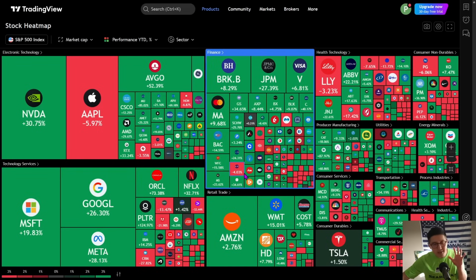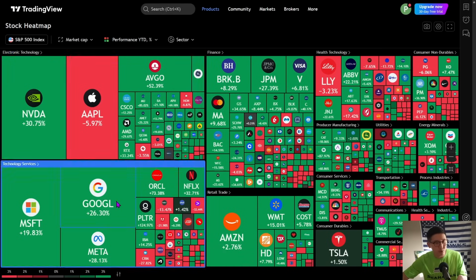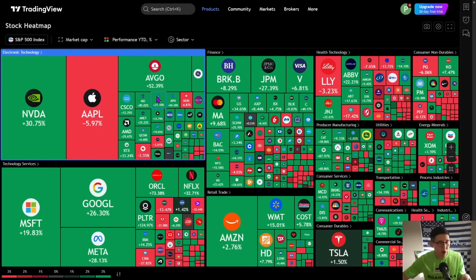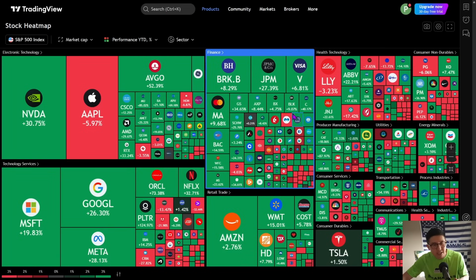And so on a high level, I think we can go ahead and make the assumption that tech, dude, they're crushing it. NVIDIA, they're up by 30%. Google, 26%. Broadcom is 52%. I think the only Mag 7 that's kind of an eyesore is Apple, down by 6%. I think finance, pretty good. Modest numbers. I think JP Morgan Chase is leading the way with 27%.